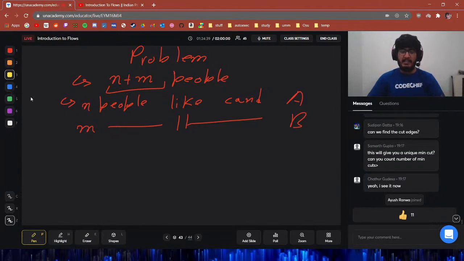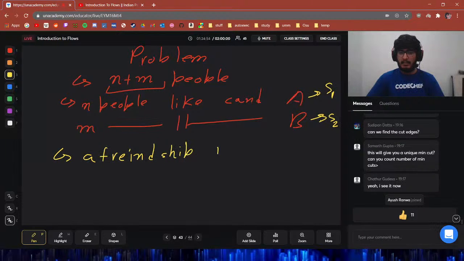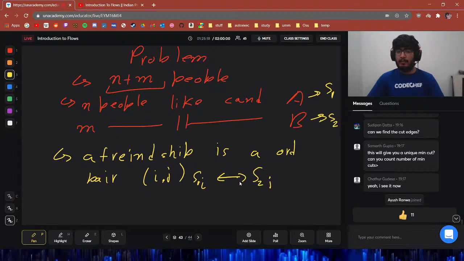Basically, what I mean by friendships is, let this be S1 and let this be S2. So a friendship is an ordered pair (i, j), where the ith candidate from set 1 is a friend with the jth candidate from set 2. And what this friendship means, we are going to see afterwards.